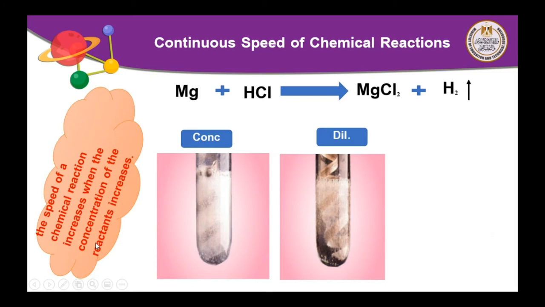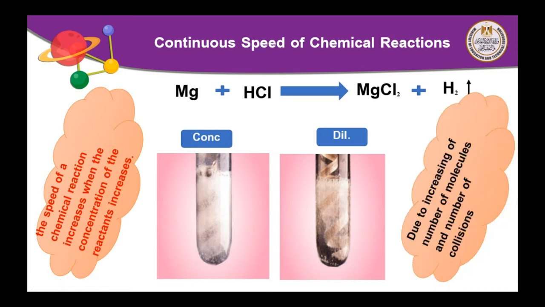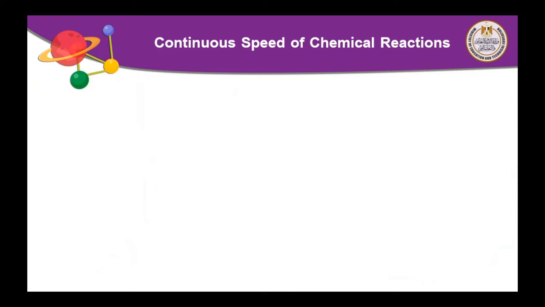A second example. By increasing the number of molecules and the number of collisions. So here I have the reason: the concentration of hydrochloric acid in the first tube increases, so the number of molecules and the number of collisions increases, so the speed of the chemical reaction increases. This is in the concentrated hydrochloric acid.